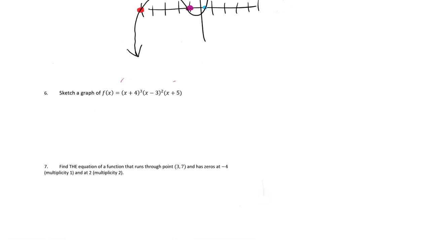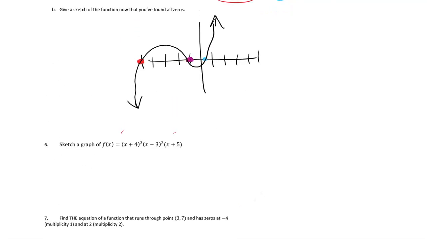All right, so there's 2 more on this page. Okay. All right, sketching this graph. 2, 3, 4, 5. Plot my points. This is -5. This is -4. And this is +3.